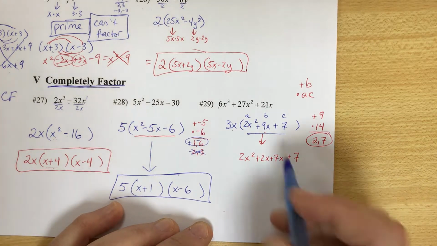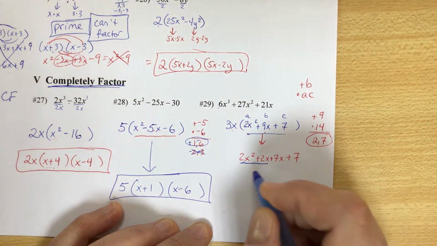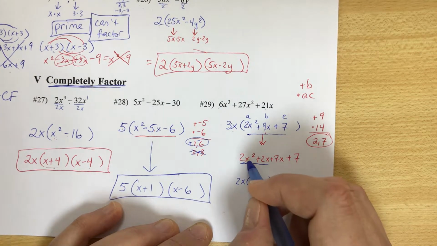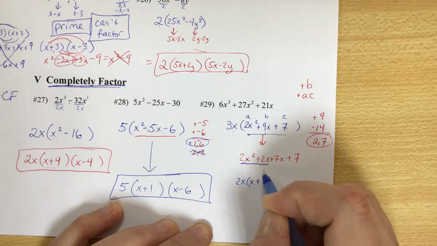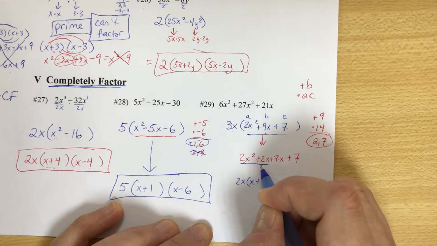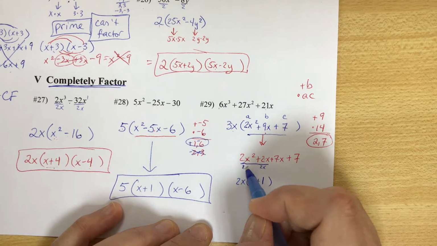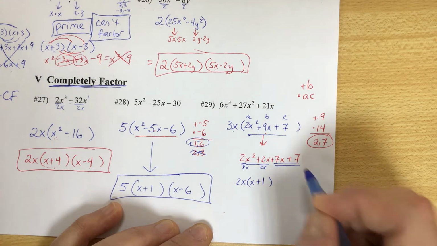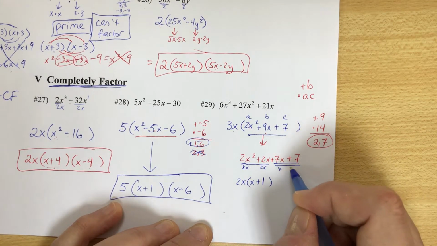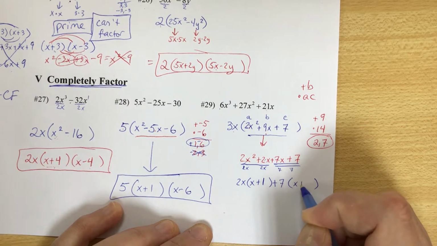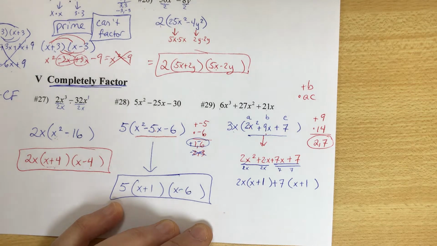Okay, now to group, look at the first pair of terms. Well, both of those are divisible by 2x. We pull that out. Now that just leaves us 1x. 2x divided by 2x is not 0, that's 1. Anything divided by itself is 1. How about the second pair? Each of those is divisible by 7, so we go plus 7, factor that out. We get x plus 1, that's good.